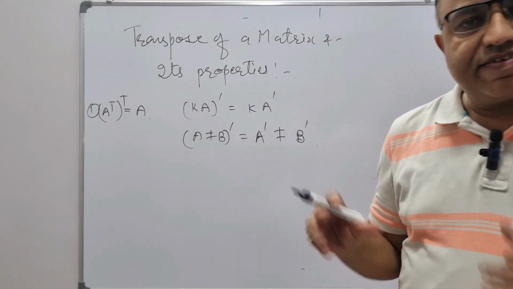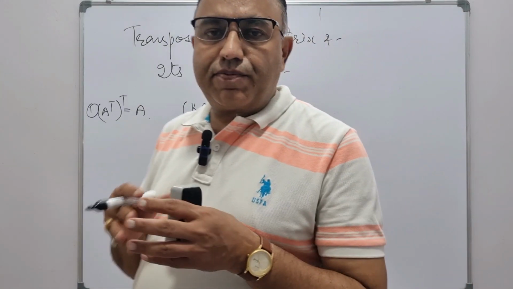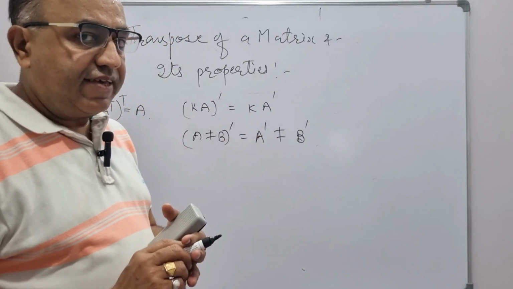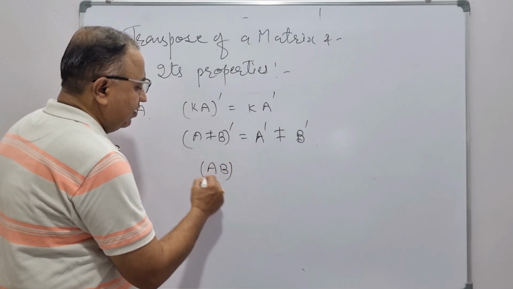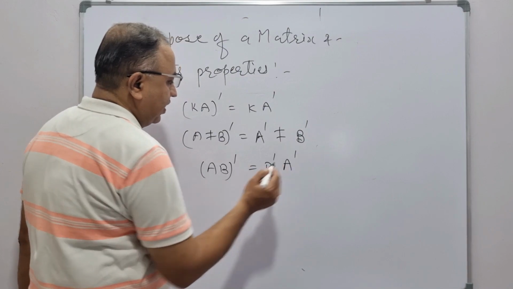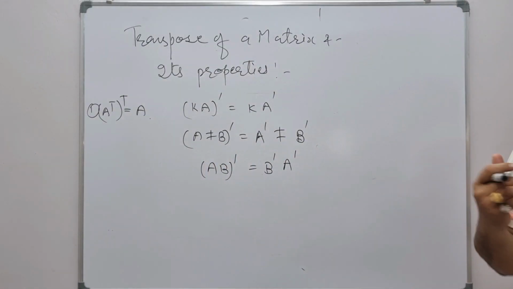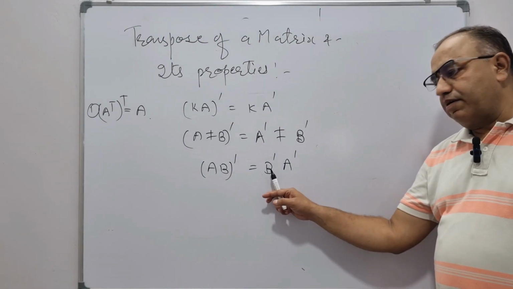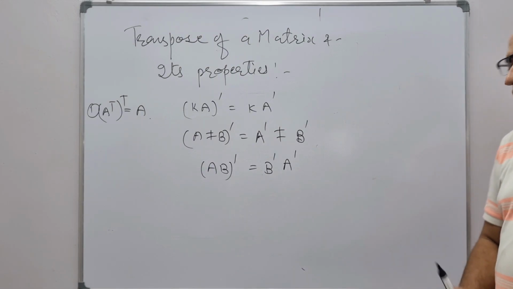You first add two matrices and then find the transpose, or you first find the transposes separately and then add them. The result is the same. But the next property is another important property, that says the transpose of AB is the same as the transpose of B into the transpose of A. Here order matters. Whenever you multiply matrices and find the transpose, the order matters. Transpose of AB is not the same as transpose of A into transpose of B, but it is the same as transpose of B into transpose of A.